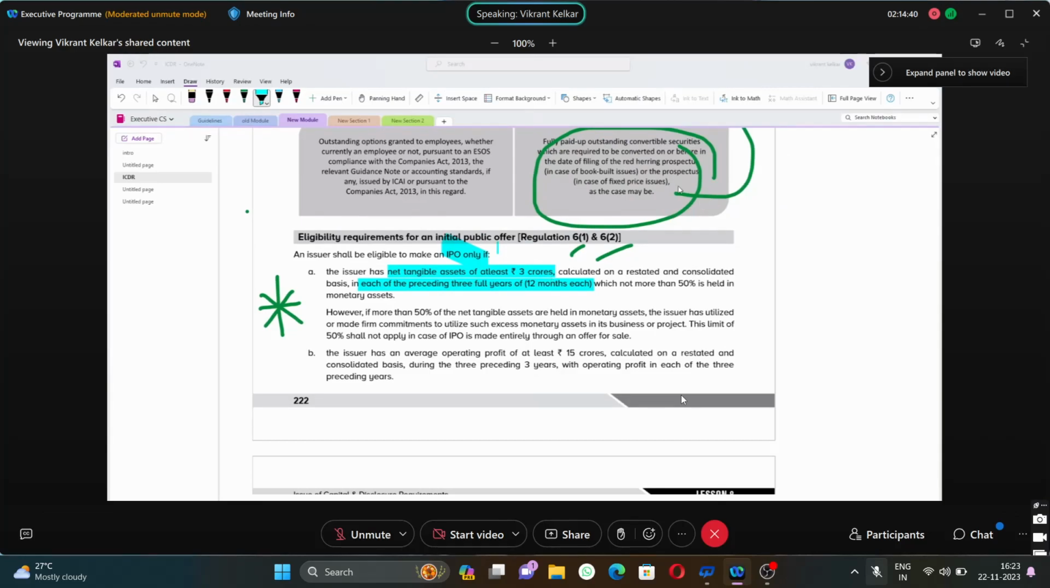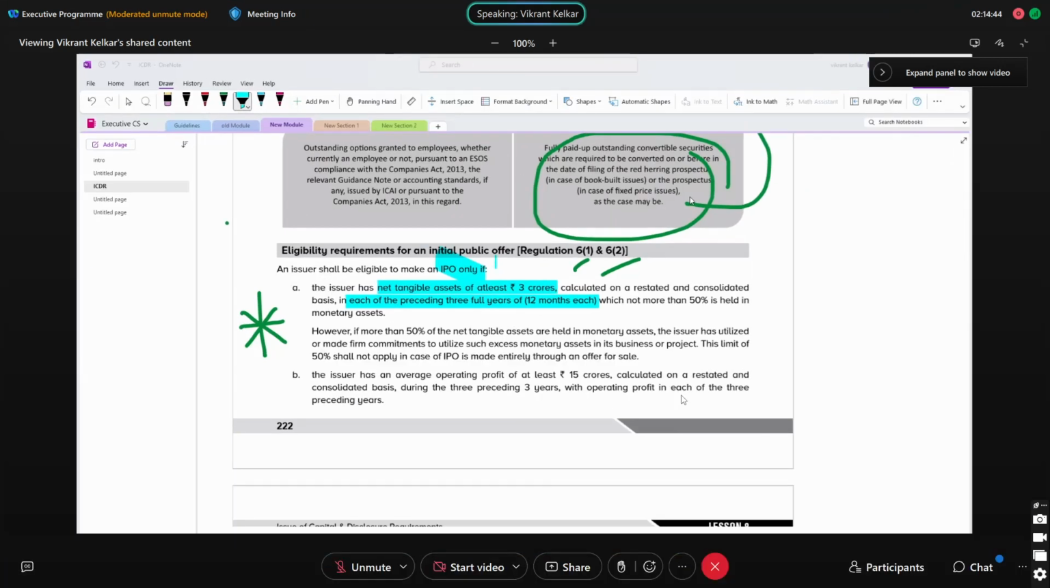Now check out. Suppose Hannah started her business in the year 2022. Hannah ने last साल ही अपना business चालू किया है. Now she wishes to have an IPO. Is this allowed? Hannah, क्या लगता है तुझे? You have started your business in last year and now you wish to have an IPO. Is that allowed? संजय क्या लगता है?